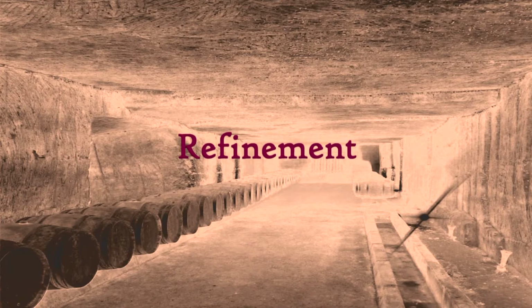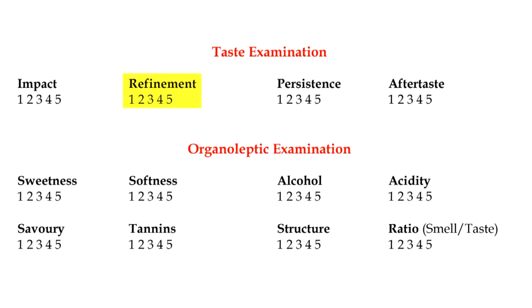Refinement. Just like the olfactory refinement, this feature indicates the actual quality level perceptible, in which the best is represented by the value 5. The extreme lower value represents a flaw.